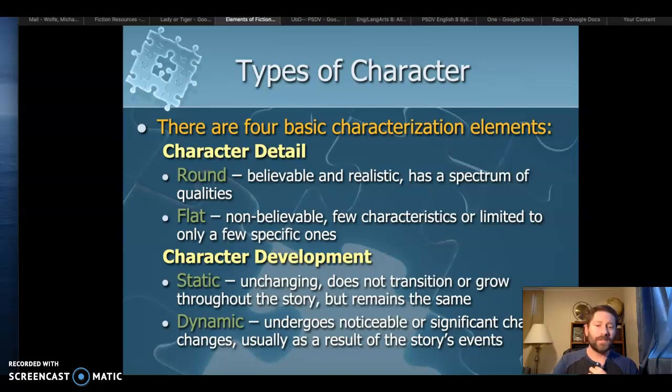So obviously our dynamic characters tend to be a little bit more interesting, because we do see an evolution, but that's not always the case. Sometimes a static character plays a particular role, and they need to be there in that way.